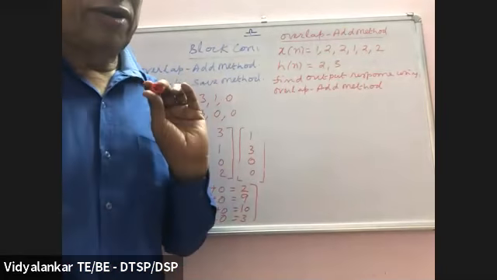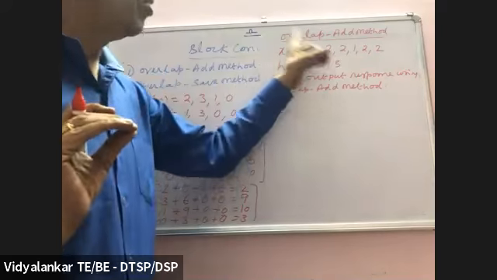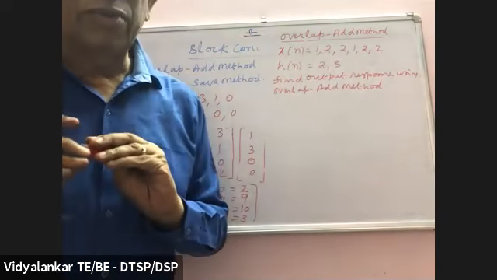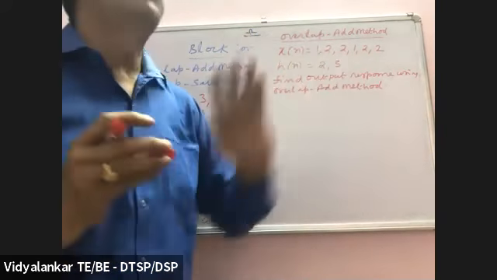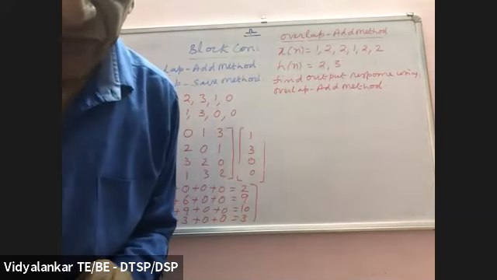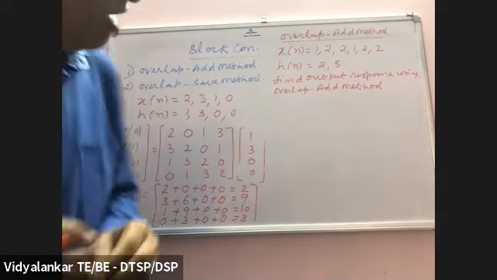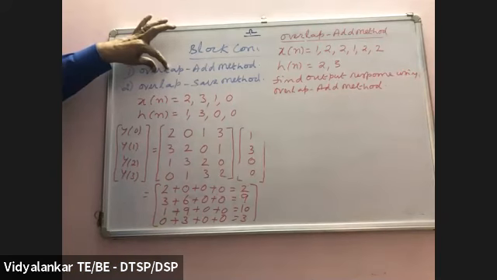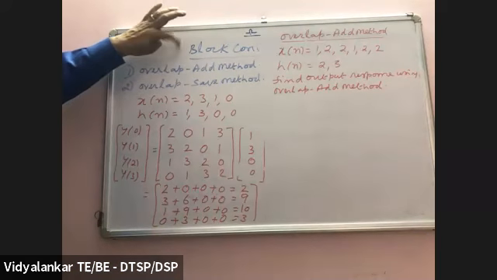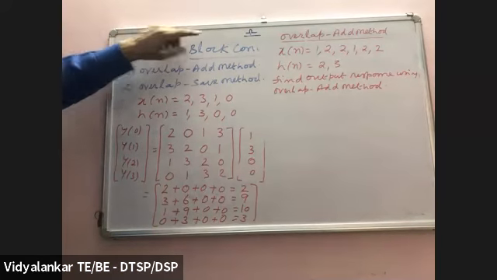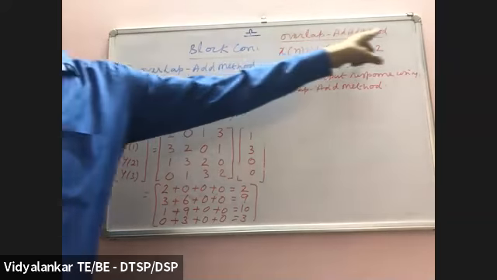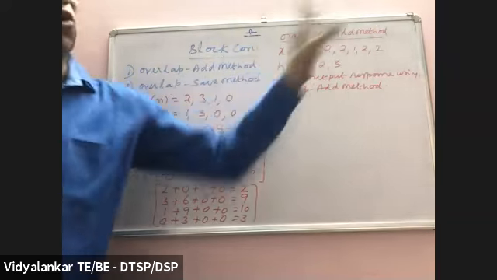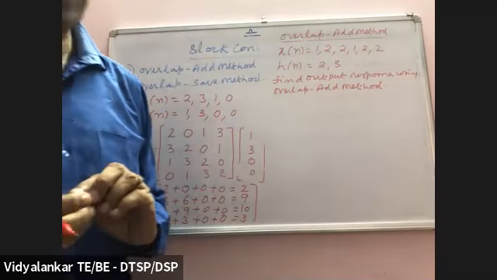All of you remember what we have to do in either the overlap add method or the overlap save method. Sir, this is another method, no? But this method we are going. Now we are going to block convolution. Okay, sir. This is the first method of block convolution: the overlap add method of block convolution.